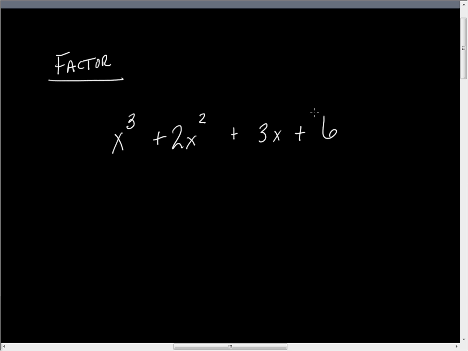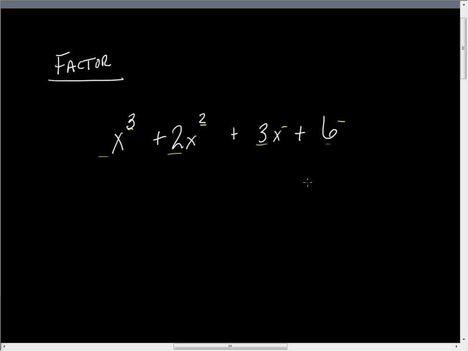My rule, and it seems to work better this way, is to make sure you write your polynomial down in descending powers of the variable. So you'll notice I have a 3, a 2, a 1, and a 0. Now it's in descending order. The first thing I look for is the greatest common factor. My coefficients are 1, 2, 3, and 6. They don't share any common factors, and I don't have x's in all of them, so I can't pull anything out that's in common.